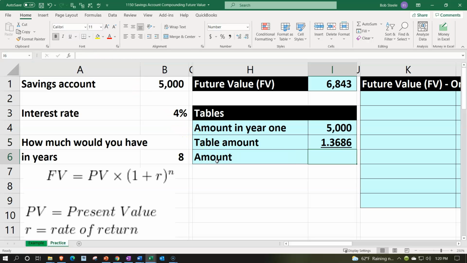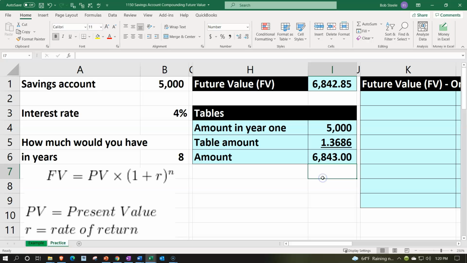And let's multiply this out. This is going to be equal to, up, the 5,000 times the 1.3686. And there we have it. So there, and this one happens to be exact here. So notice if I add some decimals, I'm kind of curious, if I add some decimals. So it's still a little bit off if you add the decimals to it.